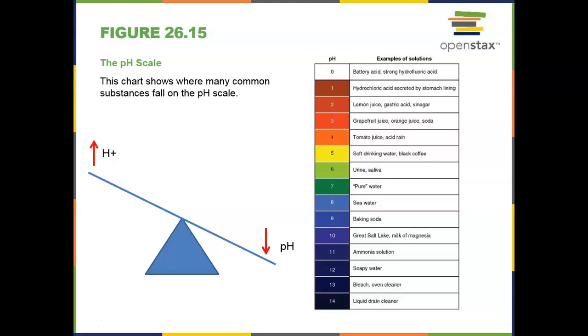So this is just a typical pH scale. pH runs from 0, which is the most acidic, to 14, which is the most basic. And so anything below 7, which is neutral, is going to be considered acidic. Anything above 7, which is alkaline, is going to be very basic. So we have acidic, basic, and then neutral.